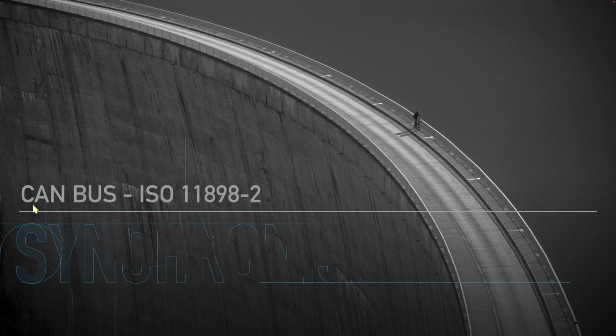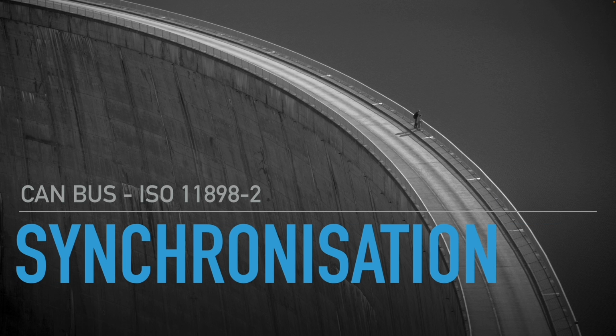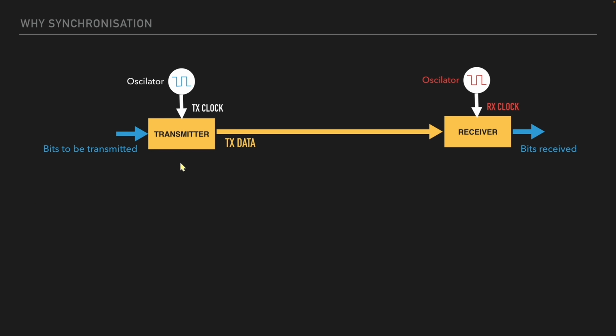So let's have a look at the CAN bus ISO 11898-2 and how synchronization takes place. Before doing so, let's have a look at why we need synchronization. Imagine that we have a CAN controller that is going to transmit some data out, and it has its own oscillator, and we have other CAN devices on the bus that will receive that data, running on their own oscillators. The oscillators on all the CAN devices are not synchronized. Let's say we have like 180 degrees phase offset on the red one.